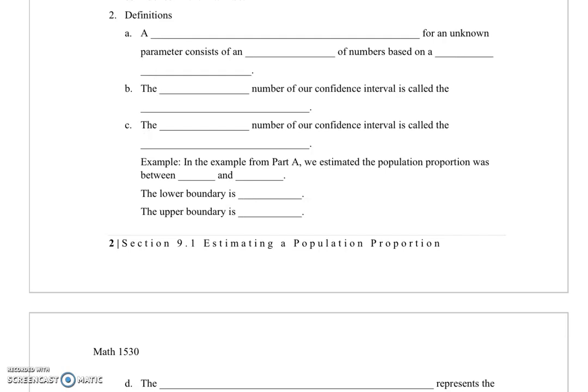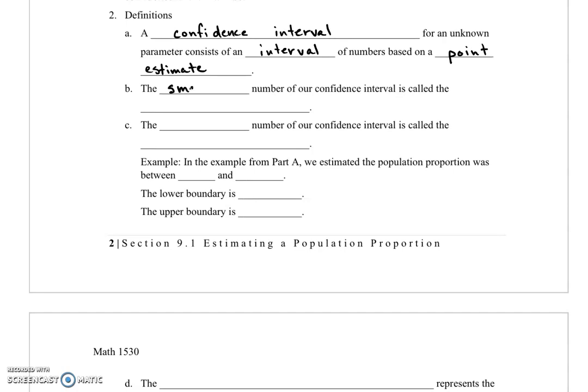We need some more definitions just so we can discuss and be on the same page. So a confidence interval for an unknown parameter, remember parameters go with populations, consists of an interval of numbers based on a point estimate.